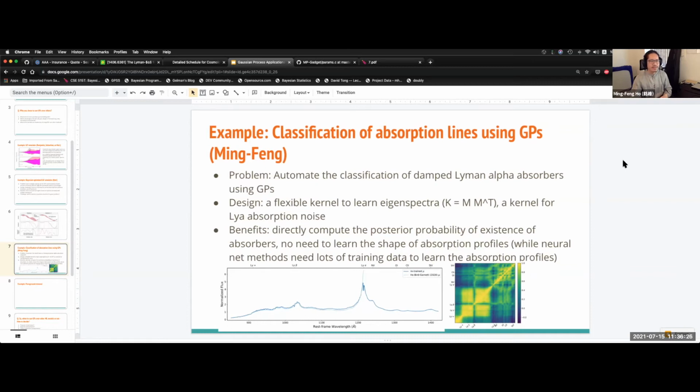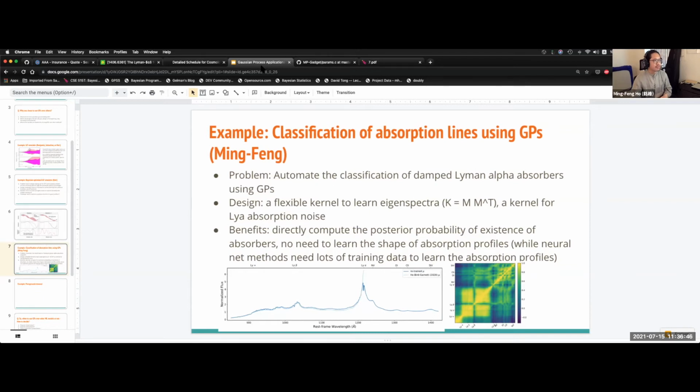Do you have a rough estimate of what that signal to noise ratio is? I think generally a signal to noise ratio larger than 2 is good enough. Okay. Interesting.